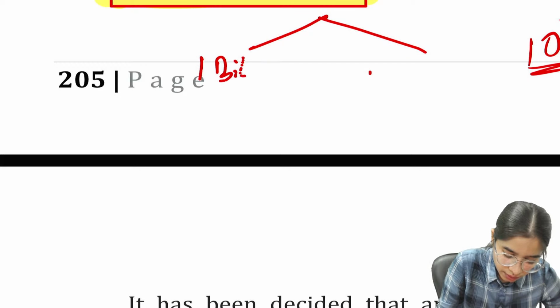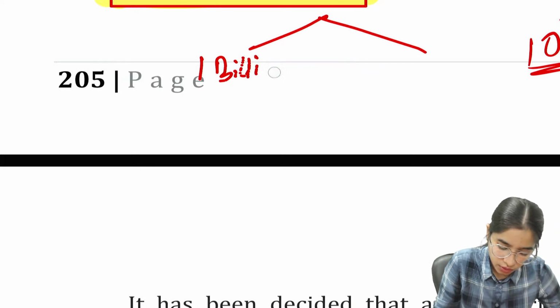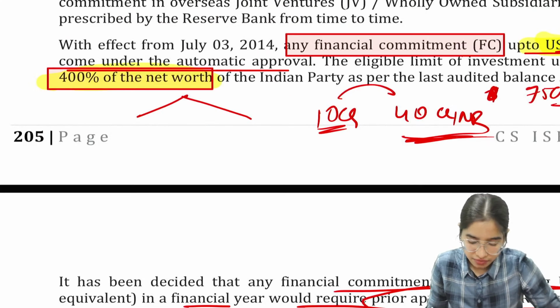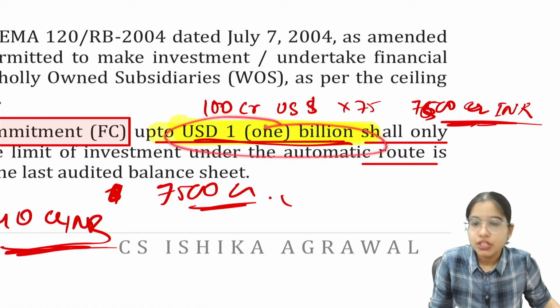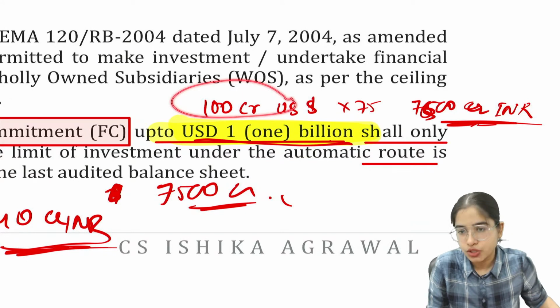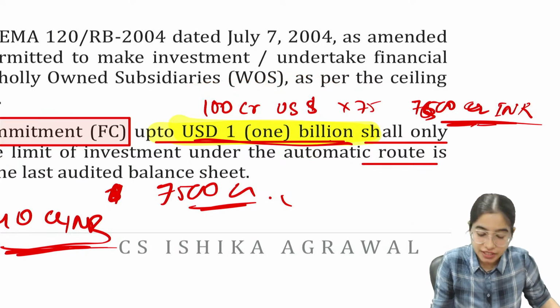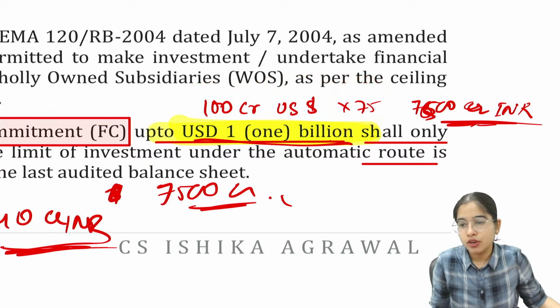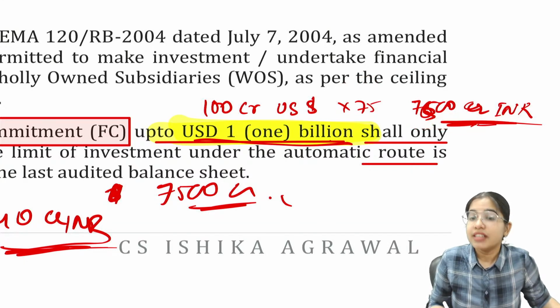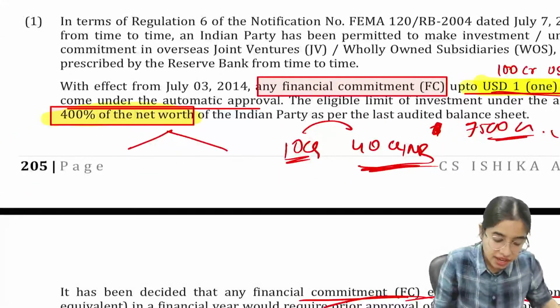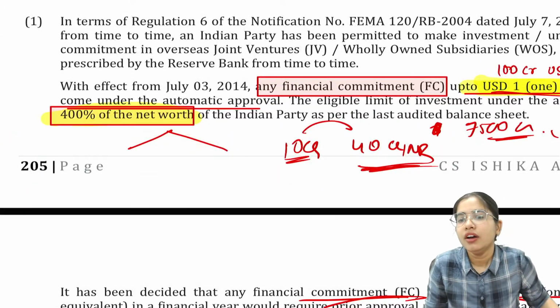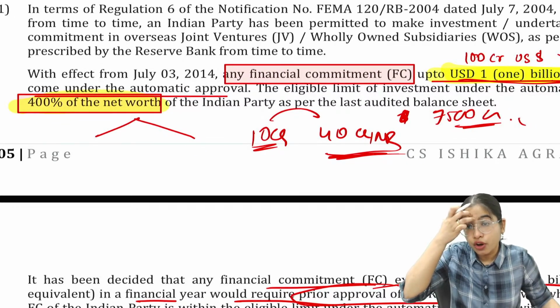Number one limit is 1 billion US dollar, which is basically 100 crore US dollar. And if you convert this into Indian rupees, you multiply approx by 75. So it will be like 7,500 crore Indian rupees. So this is the approx first limit. And the second limit is 400% of your net worth.